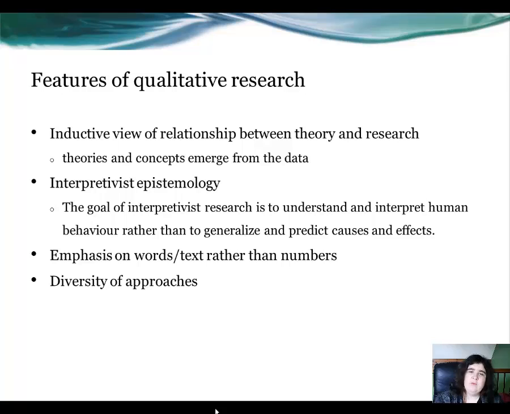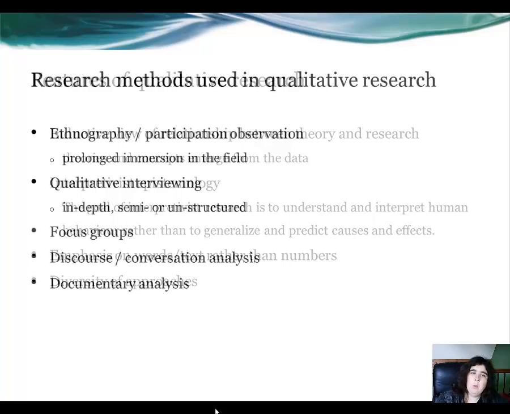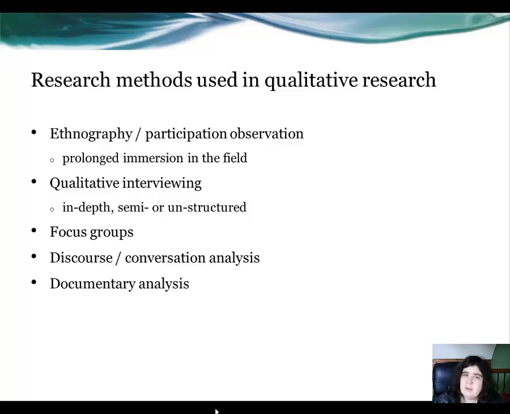In qualitative research, the emphasis is very much on words and texts rather than numbers. So in your write-up, in a qualitative research approach, the reader would be more inclined to read a body of text or quotations or interpretations of the observations made rather than statistics. Another feature of qualitative research is the diversity of approaches, and that leads on to the next slide. Well, what methods or approaches are available to use?